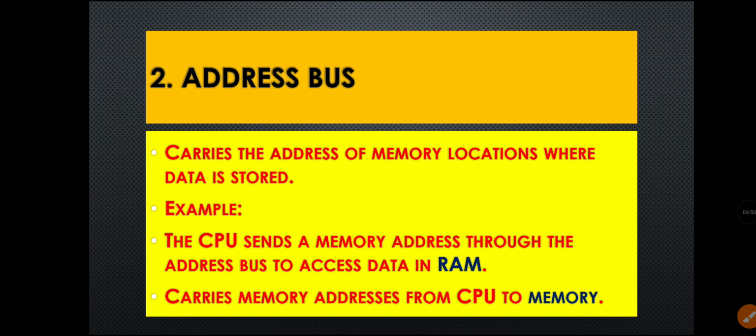For example, the central processing unit sends a memory address through the address bus to access data in RAM. So the central processing unit does what? It sends a memory address through which bus? Through the address bus, so that we can access data in random access memory. So we should know that address bus always carries memory address from central processing unit to memory.